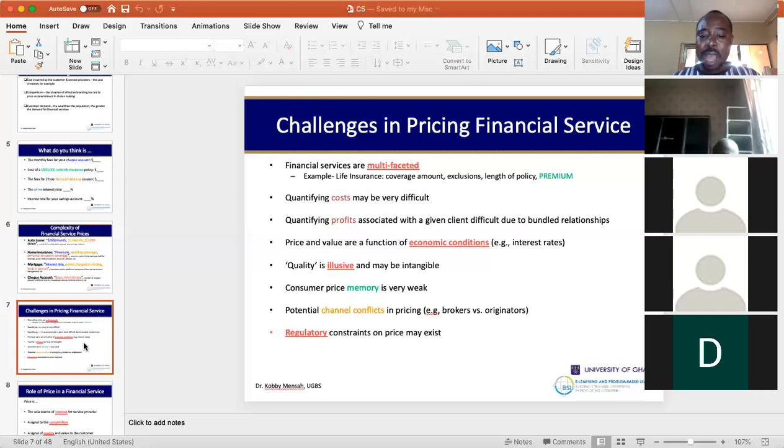So price and value are actually a function of the wider economic conditions, which predominantly will be out of your control. And that actually affects the pricing, because currently as we speak, if you experience non-performing loans a lot, certainly you have to retrieve that from other sources, which means that there must be a cost build-up in other products and services that you provide. And then quality is elusive and may be intangible, as we just explained, because of the economic conditions. And then customer price memory is very weak.